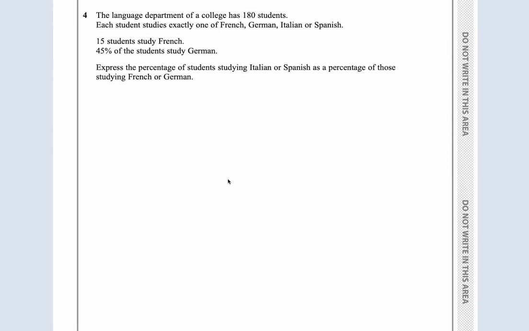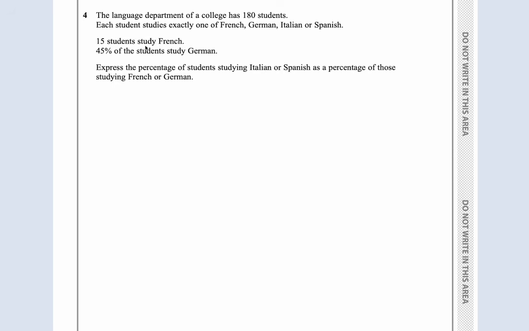Question 4. The language department of a college has 180 students. Each student studies exactly one of these languages. 15 students study French. 45% of the students study German. Express the percentage of students studying Italian or Spanish as a percentage of those studying French or German. Whoa, that is not easy.